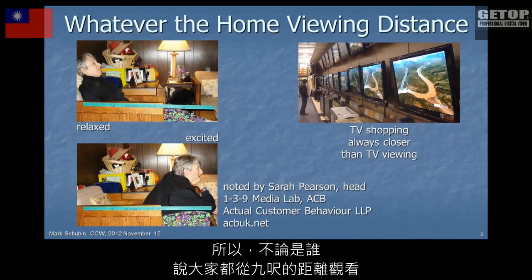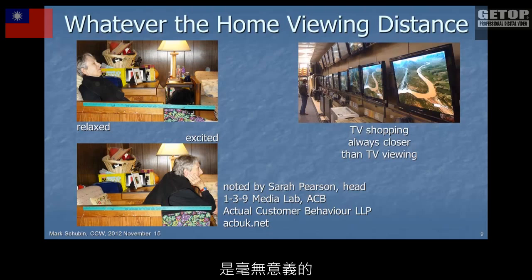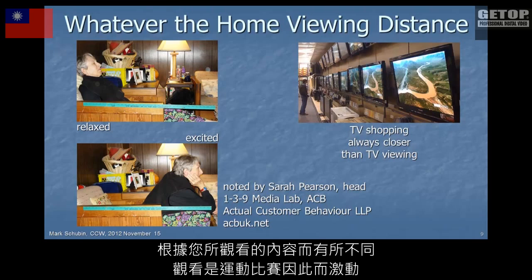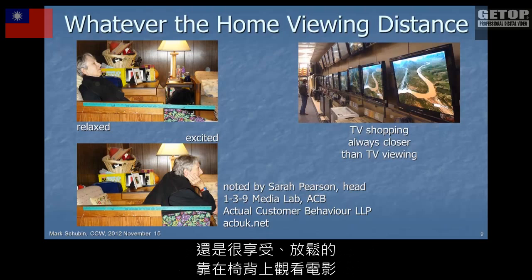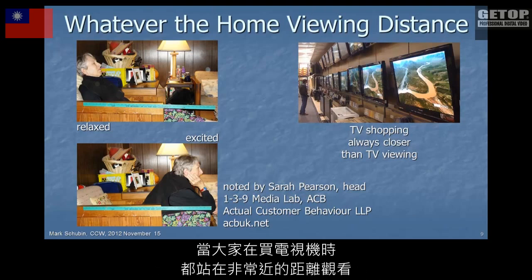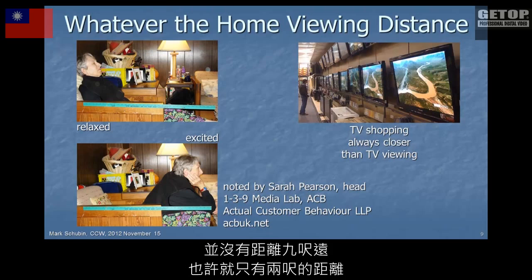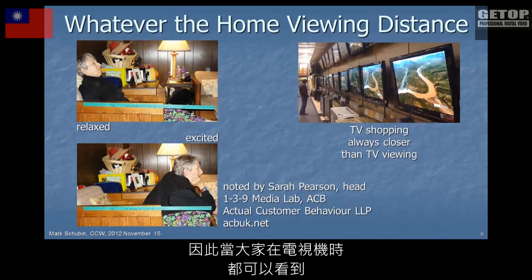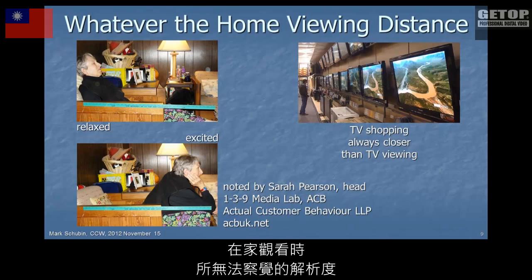So anyone who says everybody watches from 9 feet, meaningless. What are you watching? Are you excited? Is it sports? Are you excited by that? Is it Masterpiece Theater and so you're leaning back to enjoy the sumptuousness of it? The other thing that's important to note is when people buy TV sets, they stand really, really close. They're not 9 feet away. They're maybe 2 feet away. And so people buying TV sets can perceive resolution that they couldn't possibly perceive at home.